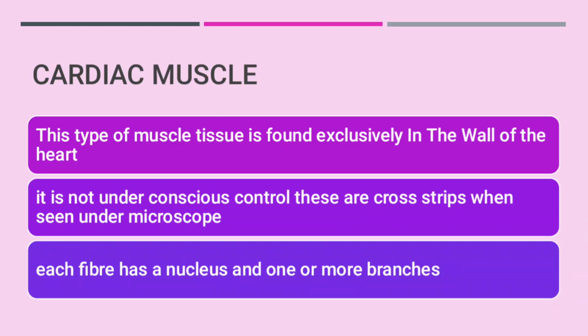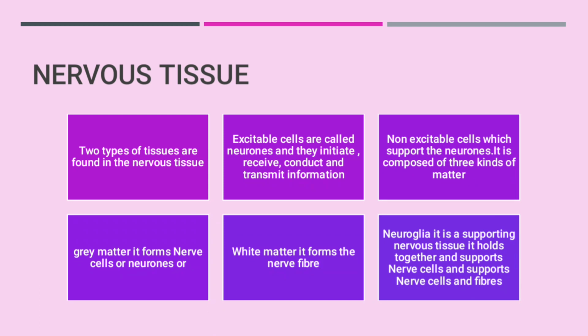Cardiac muscle: this type of muscle tissue is found exclusively in the wall of the heart. It is not under conscious control. These show cross striations when seen under the microscope. Each fiber has a nucleus and one or more branches. Cardiac muscle has the potential for contraction and relaxation.